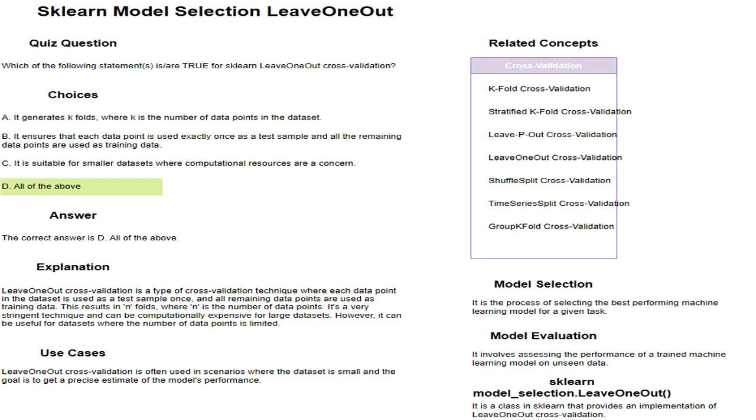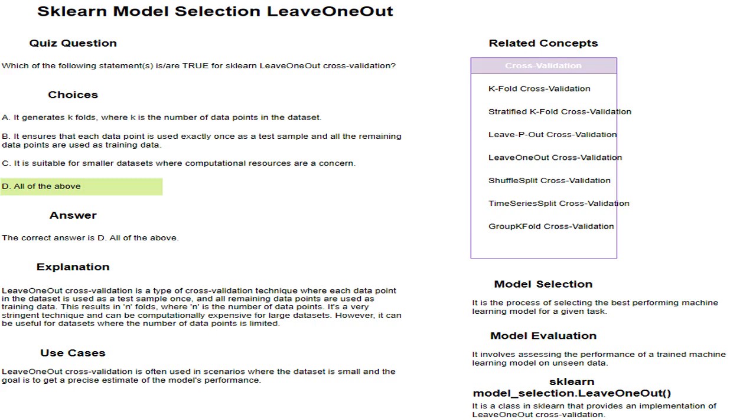Model selection is the process of choosing the best performing machine learning model for a given task. This involves evaluating the performance of different models on a given dataset and selecting the model that performs best. Choosing the right model for a given task.